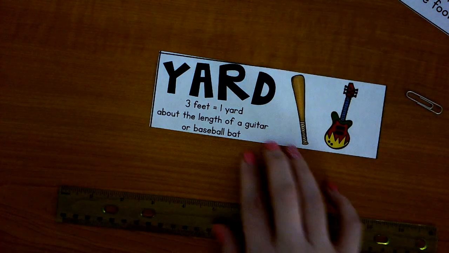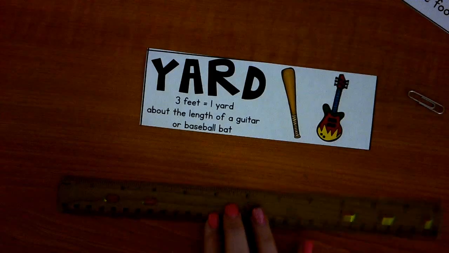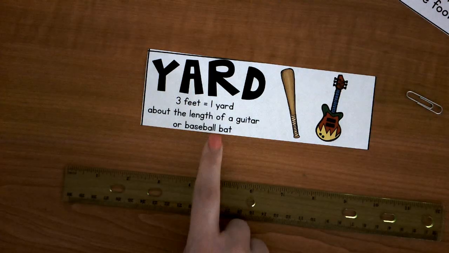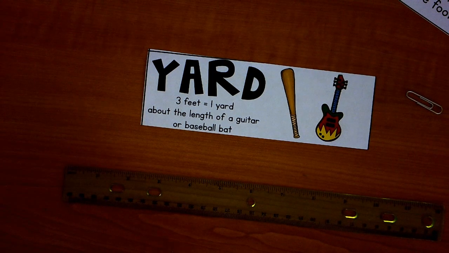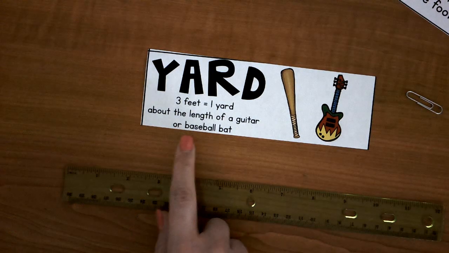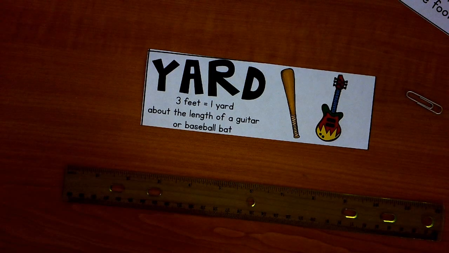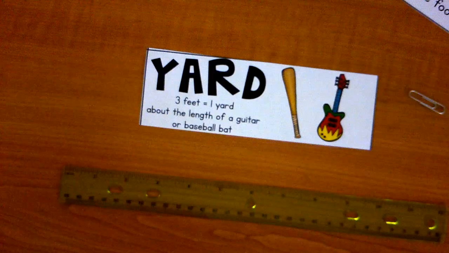You also heard the word yard. Yard would be if I put 3 of these rulers together, because 3 feet equal 1 yard. To kind of imagine what that looks like, you can think of the length of a guitar or a baseball bat. Those are both about 1 yard long.